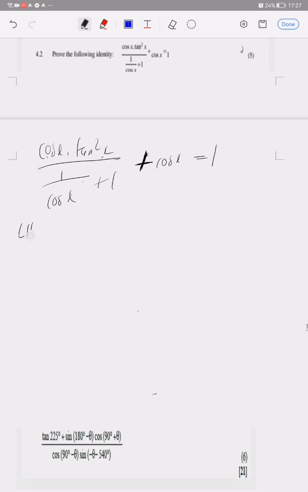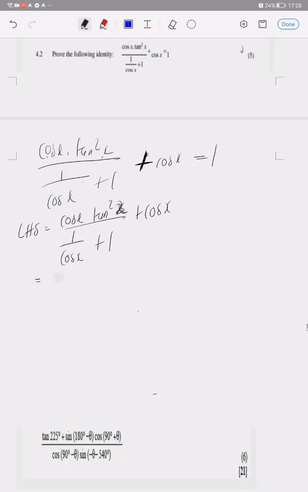So I'm going to say the left hand side is equal to cos x tan squared x over 1 over cos x plus 1, plus another cos x. Right, so what do we do here? Okay, you simplify.